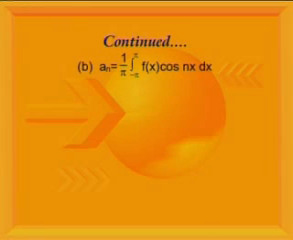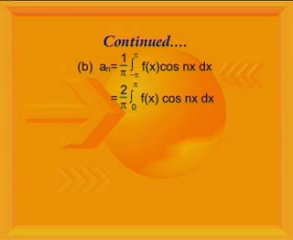Now we are calculating a_n. By definition, a_n is equal to 1 over pi into the integral of f(x) cos nx with respect to x from minus pi to pi over the period. And here, because f(x) is even and cos nx is even, the integrand is an even function. So this is equal to 2 over pi into the integral of f(x) cos nx, x from 0 to pi.